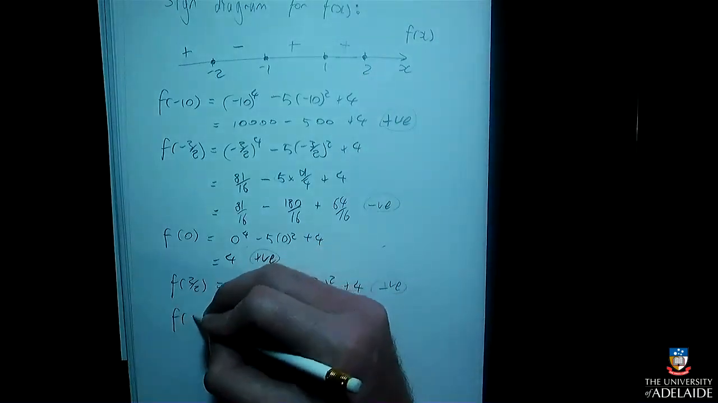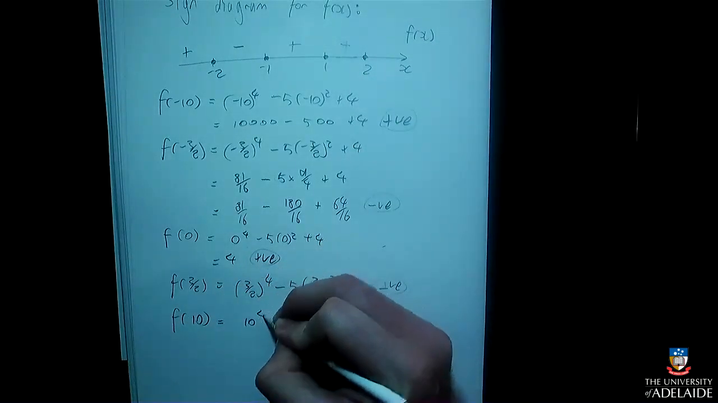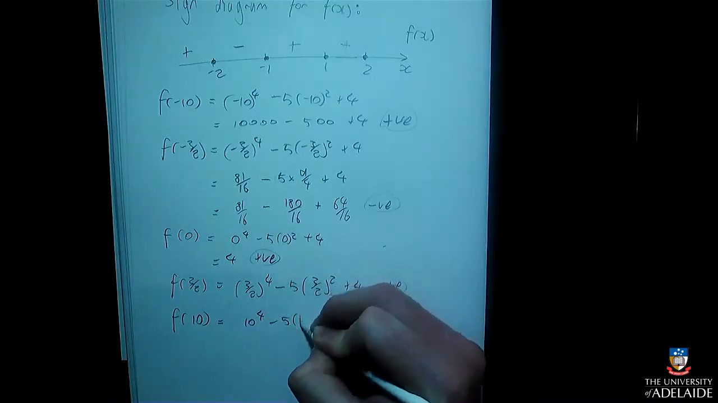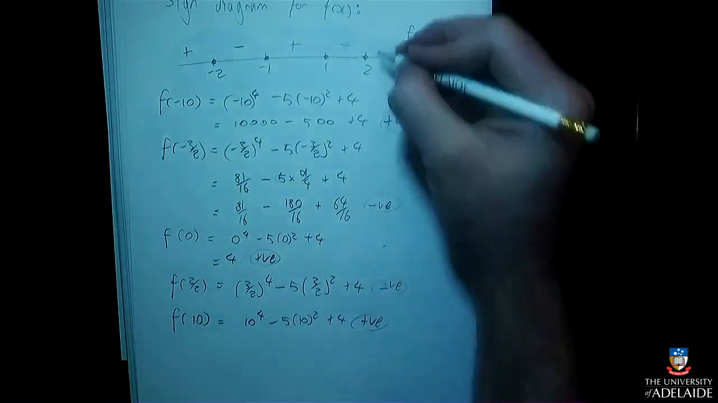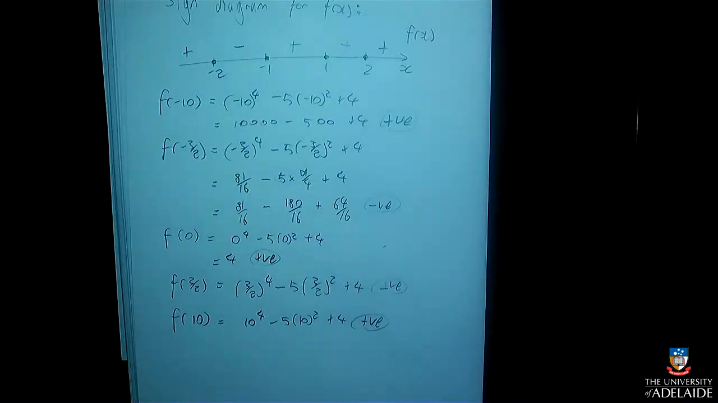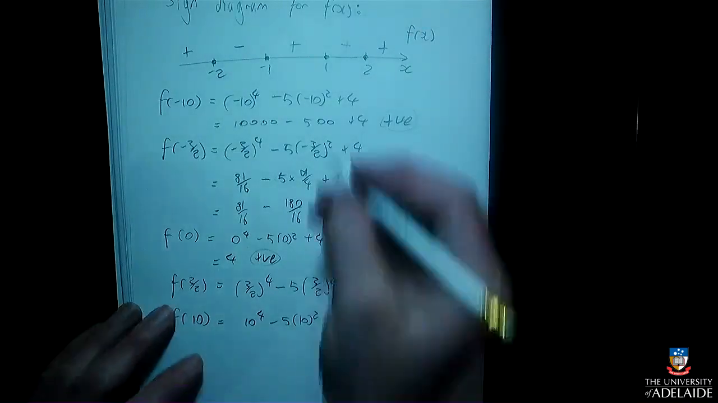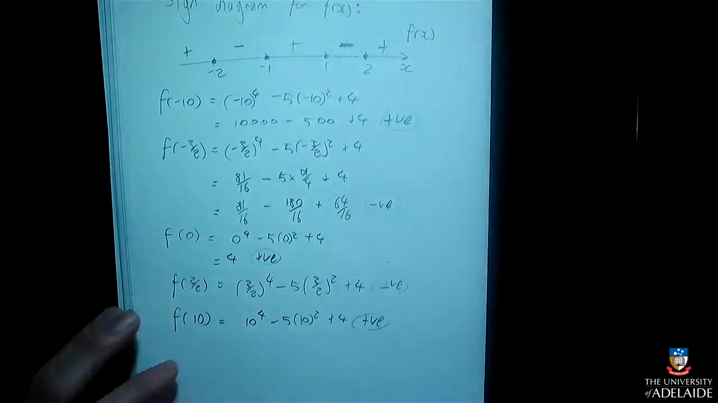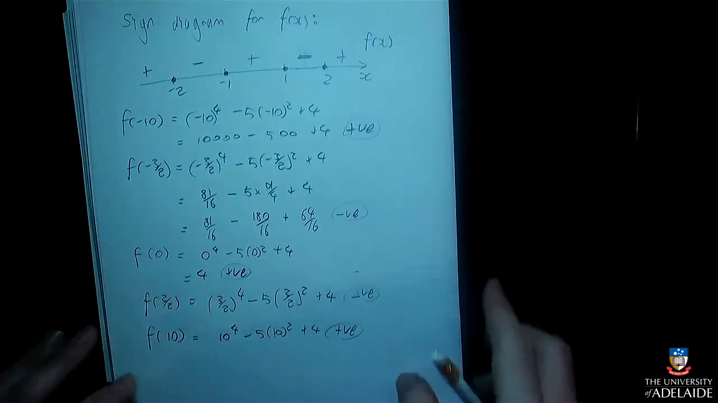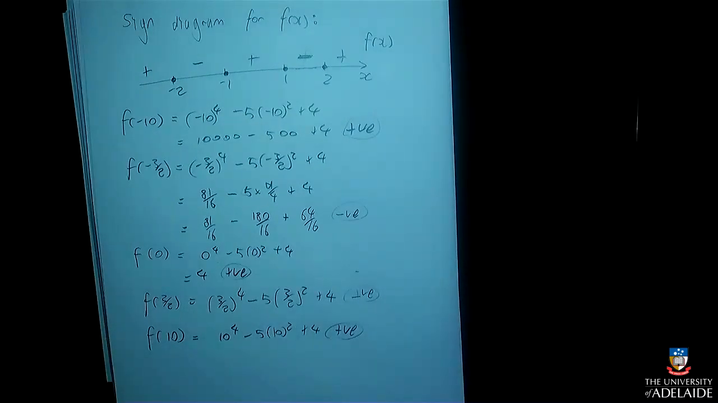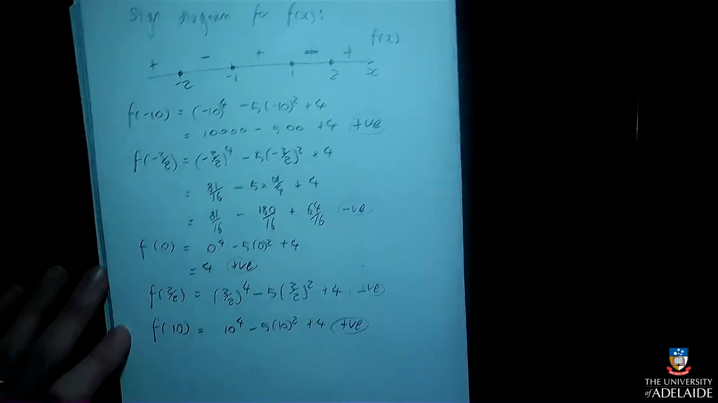And f of 10, I guess, will do well. So that'll be positive as well because we already did that. And so there's my sign diagram, and it tells exactly when things are positive and when they're negative. And so if I want to answer the question of where is it positive and where is it negative, I can tell the reader which x's make it positive and which x's make it negative.